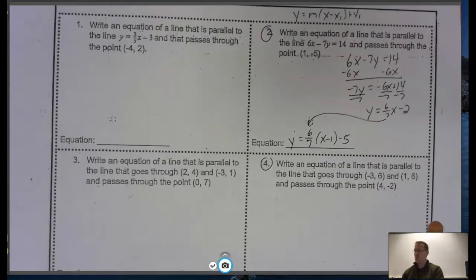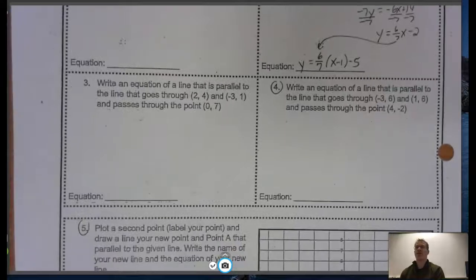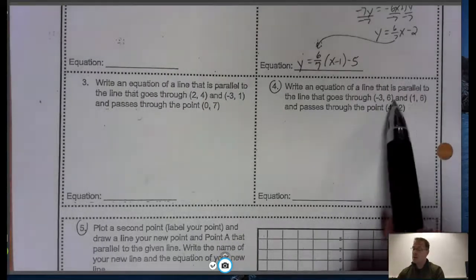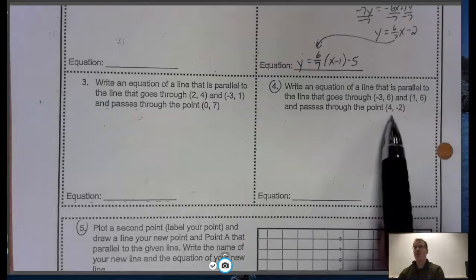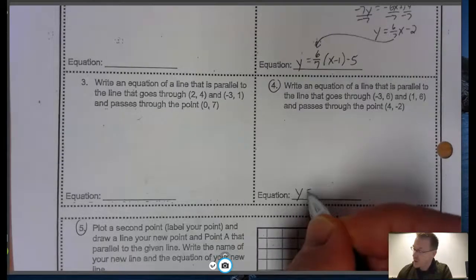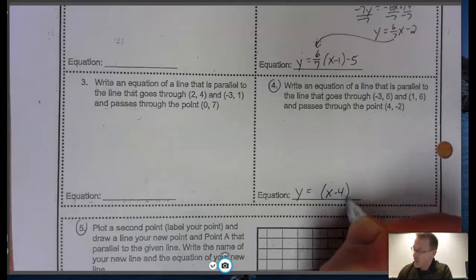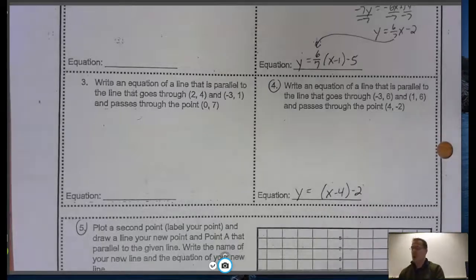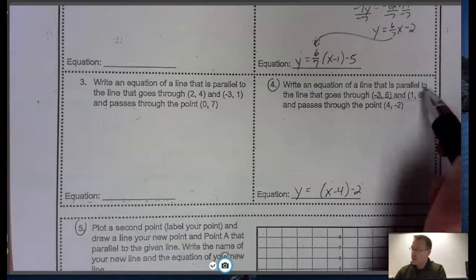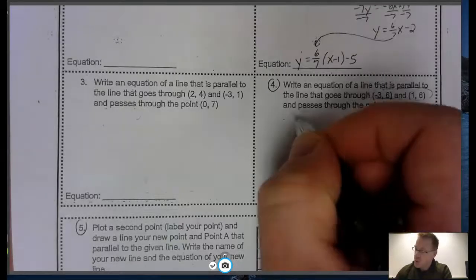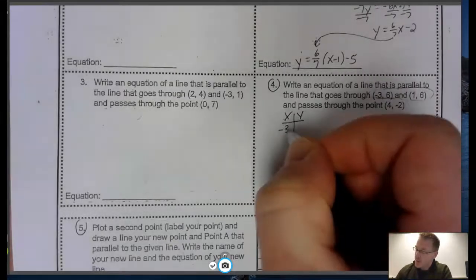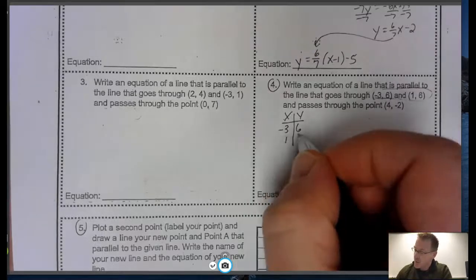All right, so let's look at problem 4 here. So once again, we want to write the equation of a line that passes through these points and goes through this point. Well, I have to use that point, so right away, I know it's going to be x minus 4 minus 2. So I just want my new line to have the same slope as the line that goes through these points right here. So let's just do a quick xy table and find that slope.